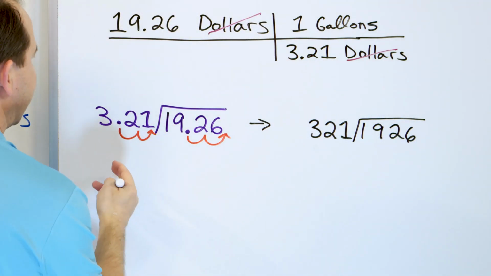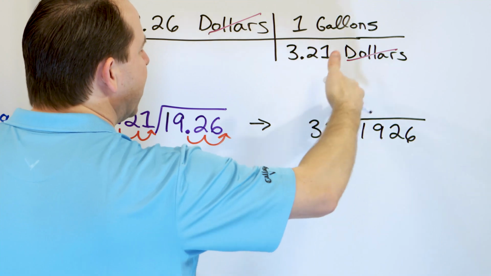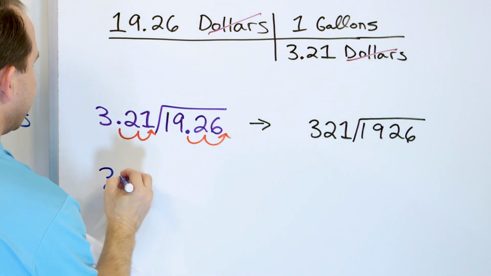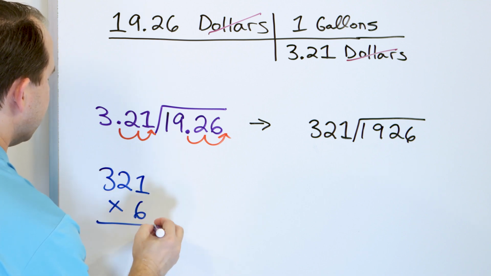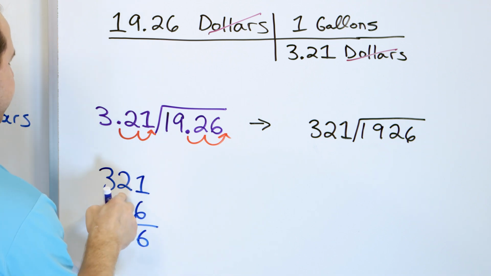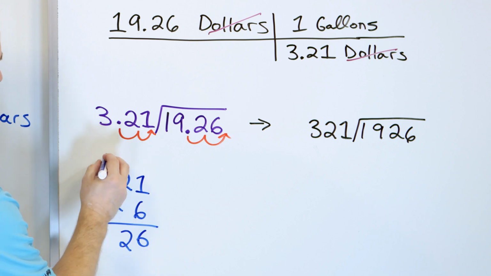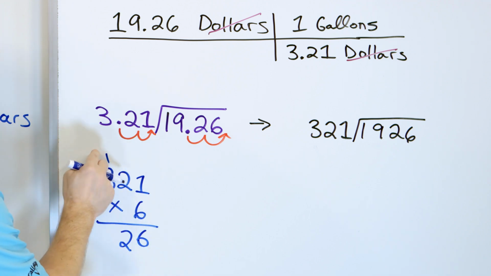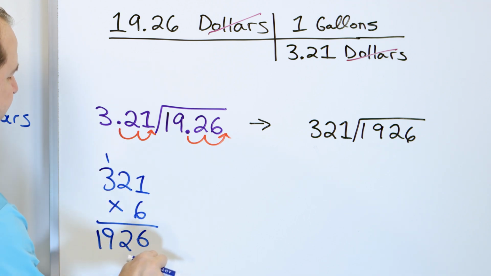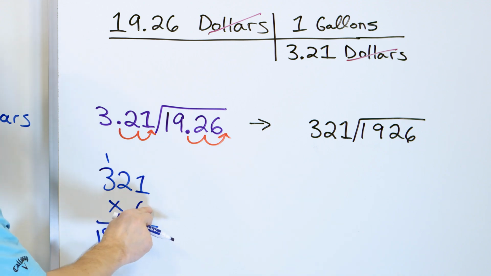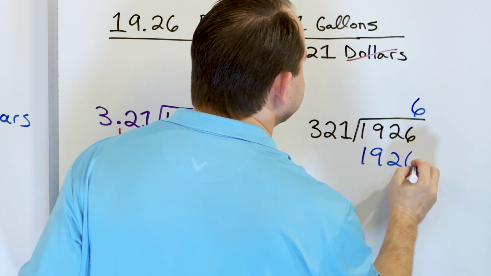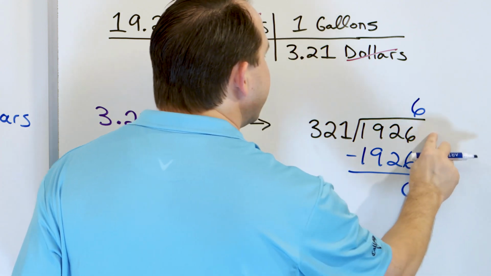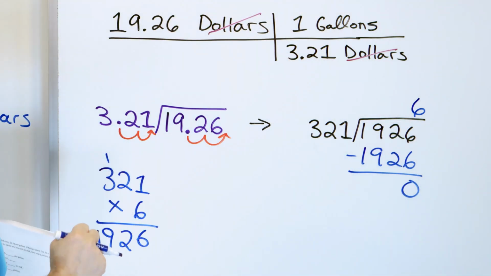I don't know. I can try multiplying by 3, multiplying by 4. Let's try multiplying by 6. 321 times 6. 6 times 1 is 6. 6 times 2 is 12, carry. 6 times 3 is 18. One more is 19. And look at that. It equals exactly 1926. So it's multiplying by 6. You get 1926. You get a remainder of 0, and there is nothing else to drop down.